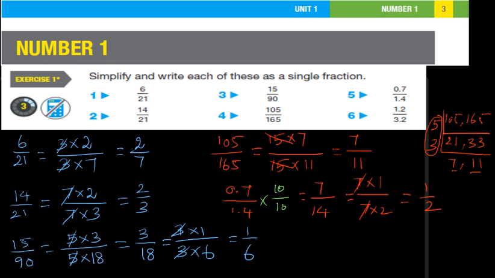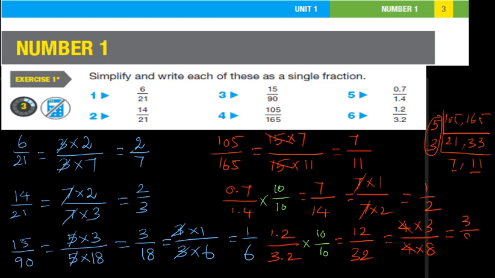The last one, 1.2 divided by 3.2. Here also we are having a single digit after the decimal, so we have to multiply the numerator and the denominator with 10, 10 by 10. Now the numerator will become 12 and the denominator will become 32. We know that both the numbers are available in the 4th table. So we write 4 into 3 is 12, as well as 4 into 8 is equal to 32. Now we can cut this 4 and 4. The result is 3 by 8. So the 6th one, the answer is 3 by 8.